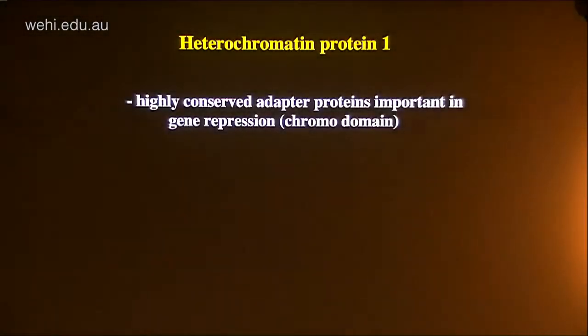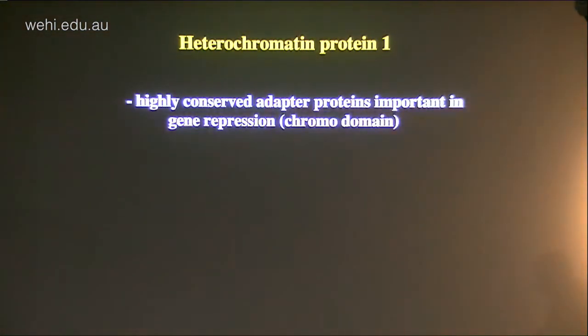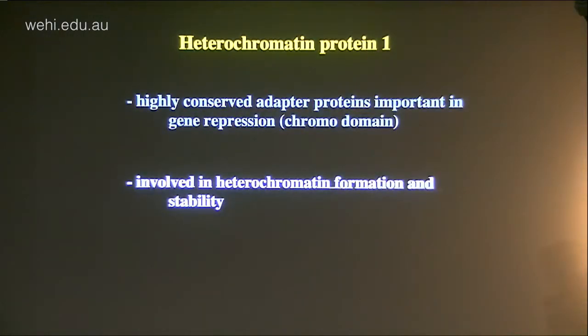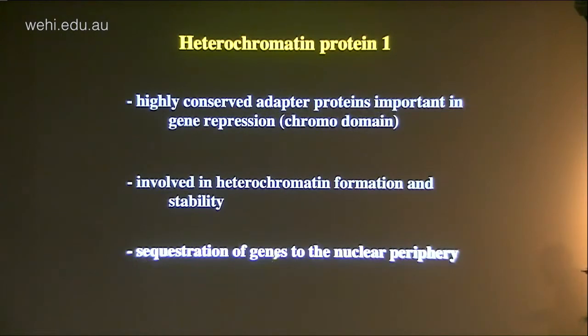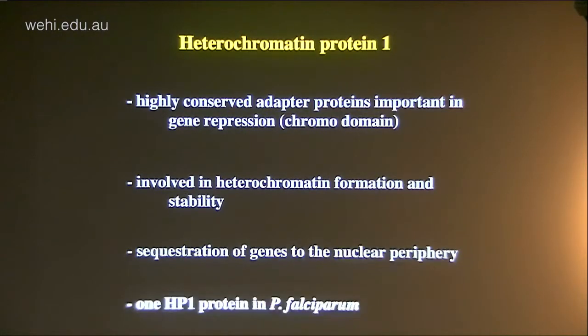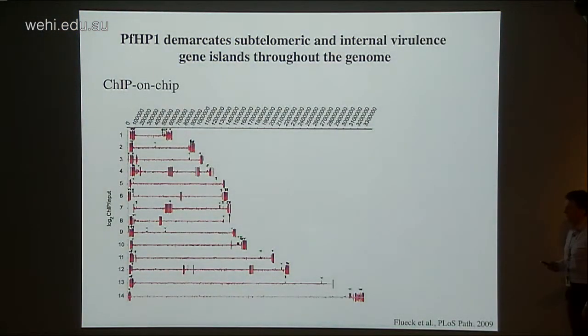Okay, so the second protein I'll talk about is heterochromatin protein 1. It's a highly conserved adapter protein, important in gene repression. It has a chromodomain, and as I said, that binds to a methylated lysine. It is involved in heterochromatin formation and stability, and in sequestration of genes to the nuclear periphery. There is one heterochromatin protein 1 in P. falciparum. So at the moment, you can't knock that gene out. It appears to be lethal. Plasmodium falciparum is a haploid. Basically, if the gene's essential, you essentially can't knock it out.